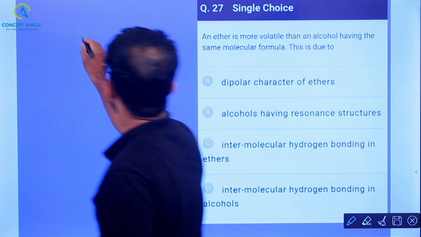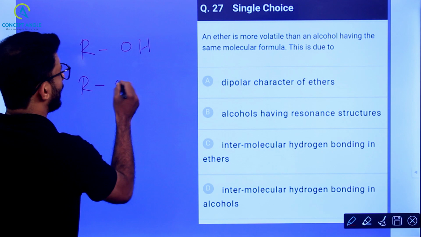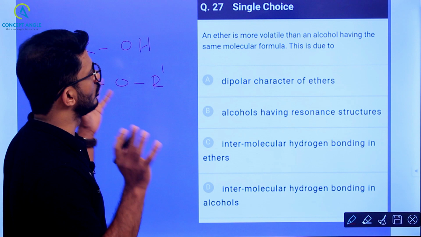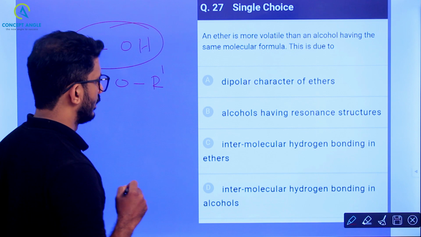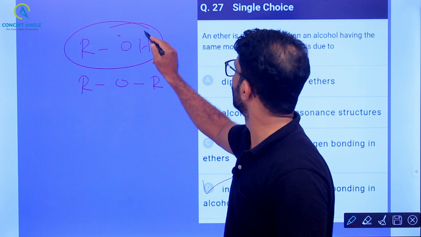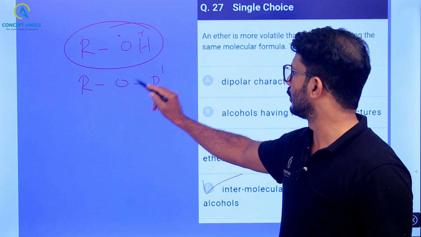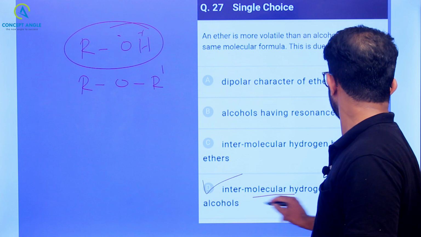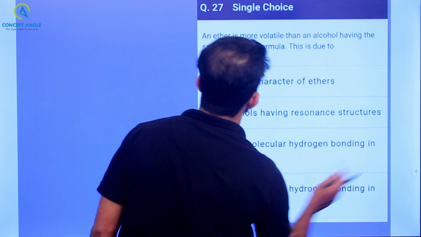ROH is alcohol. When this H is replaced with an alkyl group, that is ether. Alcohol and ether have the same molecular formula, but alcohol has a unique property: intermolecular hydrogen bonding. Because there is an O minus and H plus partial charge, and H plus is not present in ether, intermolecular hydrogen bonding is absent in ether but present in alcohol. So this is the answer: intermolecular hydrogen bond. Let's move to the next question.